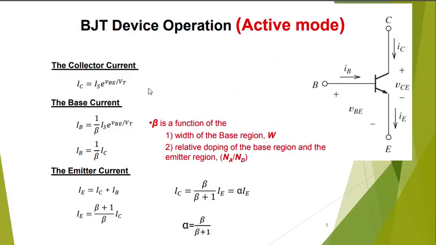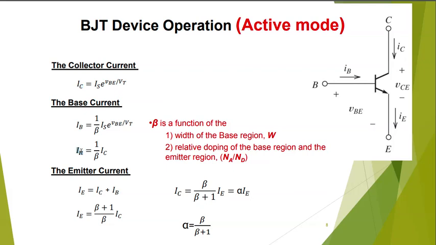There are some equations that you will always see in your book everywhere, like IC equals IS e to the power of VBE over VT. It's telling us that IC, the current in the collector, is a function of this voltage in the transistor. But don't worry about it too much. What you need to worry about is this part.